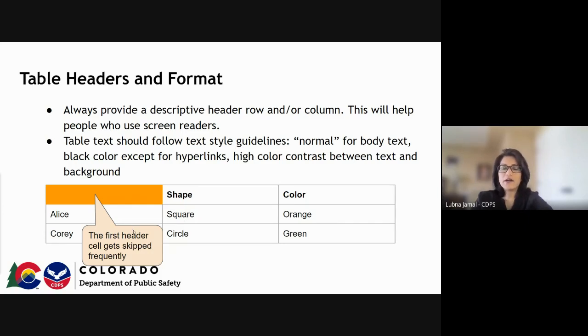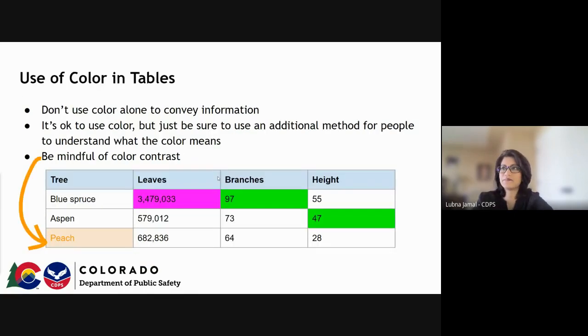Now, when you are looking at the text inside the table, make sure that you're using normal text and you're not assigning heading 1, heading 2 to text inside the table. Other best practices still apply. For example, you're using a black colored font, except when hyperlinking, trying not to underline anything unless it's hyperlinked, using a high color contrast, so on and so forth.